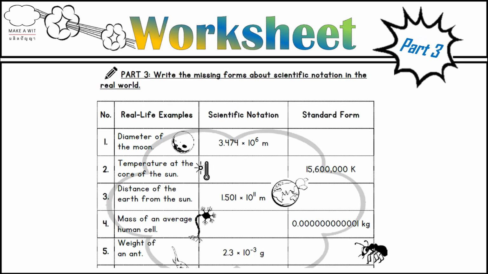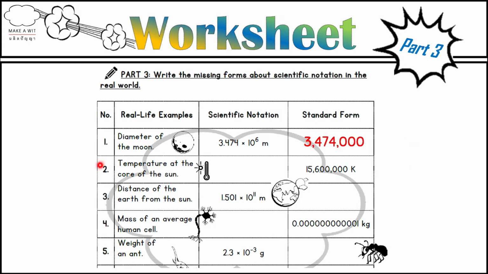Okay, now let's see part 3. Part 3, you need to write the missing forms about scientific notation in the real world. Now, I put together some examples of the real life number. First one, diameter of the moon. Pretty big, right? So the scientific notation is here. 3.474 times 10 to the power of 6 meters. Now, what can you do? You put 0 after the last digit, right? You change the decimal 1, 2, 3, 3 places already. So what you need to do? Put 3 more. Very good. Just like that, this is your standard form.